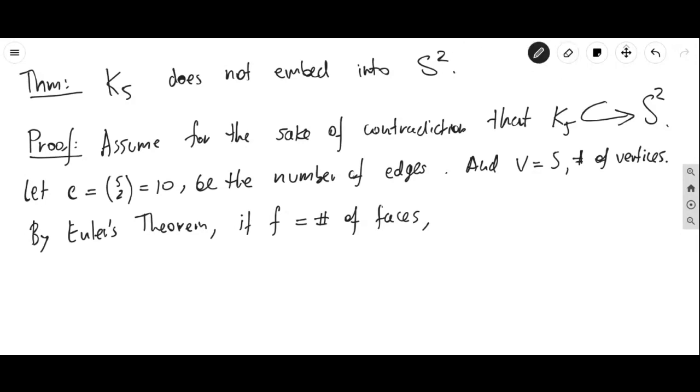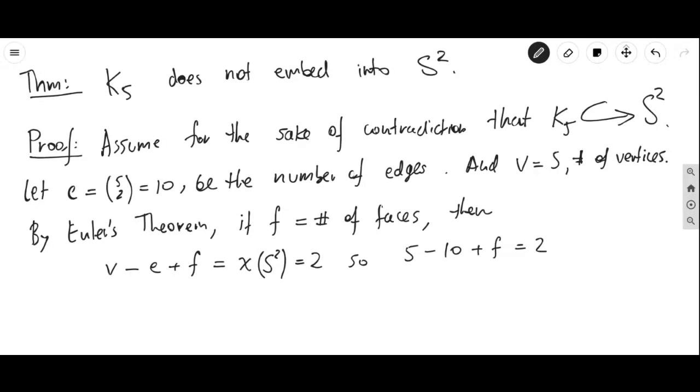So if F is the number of faces, then V minus E plus F is equal to the Euler characteristic of S2, which in this case is 2. So vertices 5 minus edges 10 plus faces F has to be equal to 2. So what is F? F is therefore 7, right? So the number of faces needs to be equal to 7.